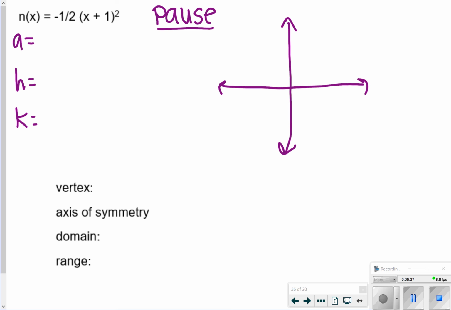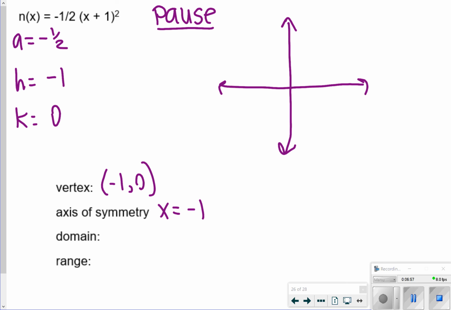All right. So the first thing I notice is a is equal to -1/2, h is equal to -1, and k is equal to 0. Since h and k are known, I can say my vertex should be at (-1, 0), and my axis of symmetry is at x = -1. Let's go ahead and graph it.